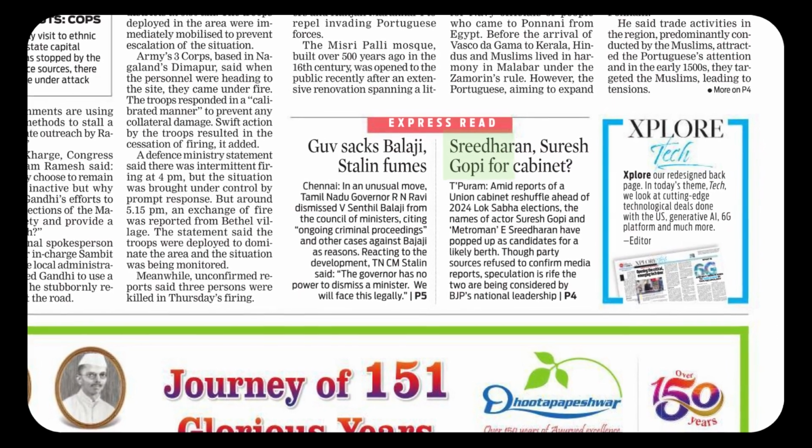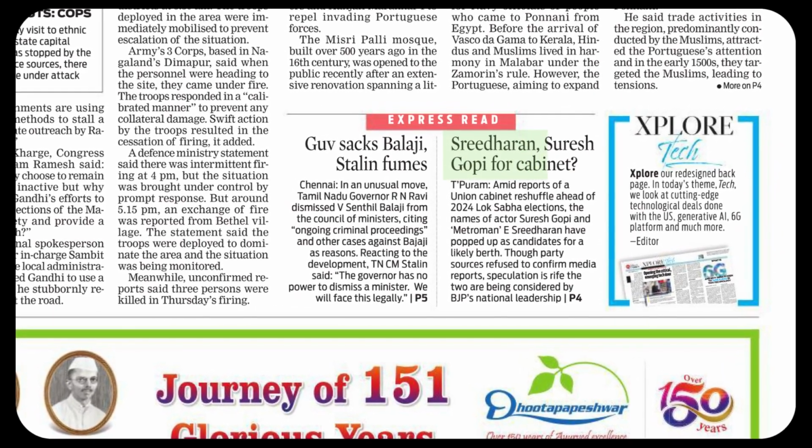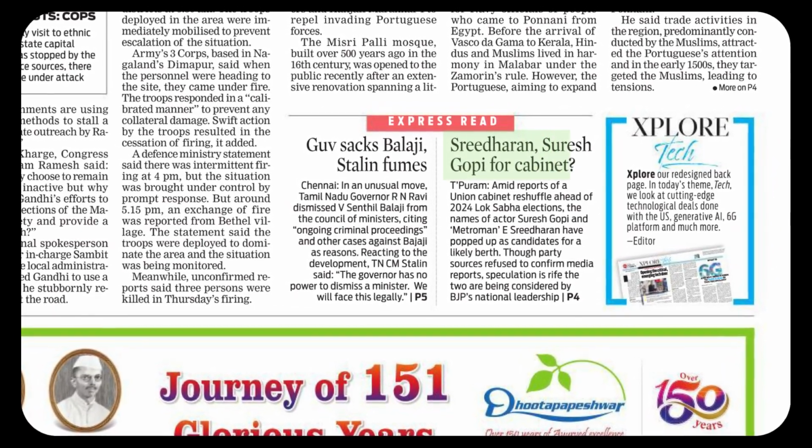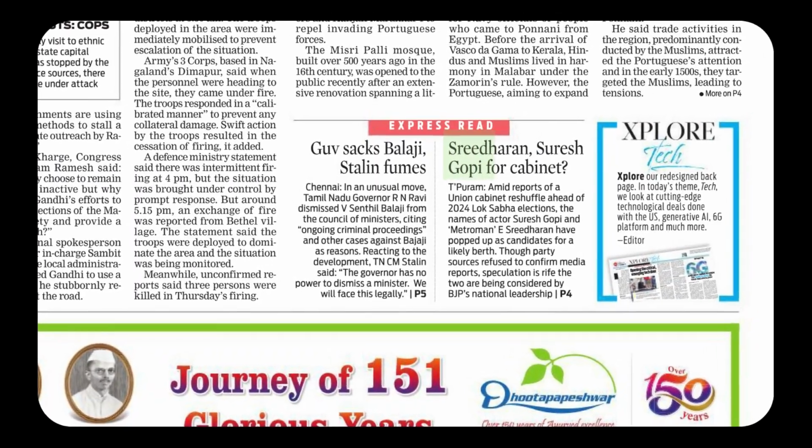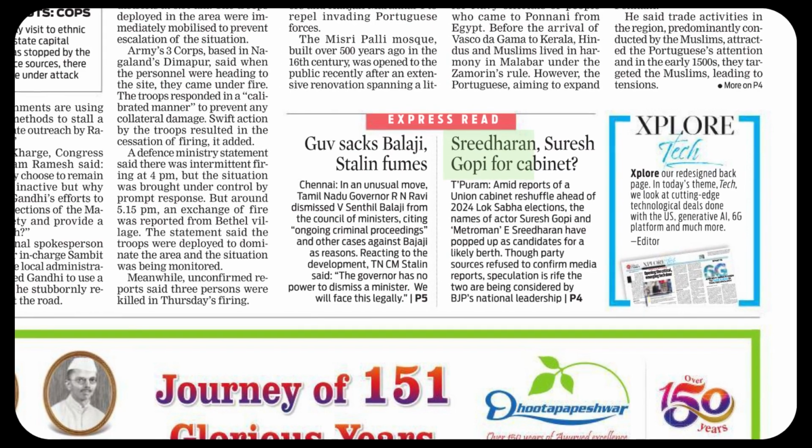Now we have a guesswork-related news item. "Sreedharan, Suresh Gopi for cabinet?" It's incomplete, but you can see a question mark. It is the possibility of a reshuffling of the cabinet in the central ministry, so that there can be a seat for Suresh Gopi or E. Sreedharan. It is ahead of the 2024 Lok Sabha elections. That is a very interesting observation.